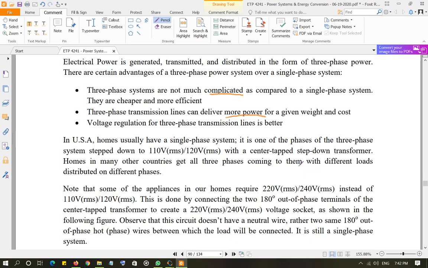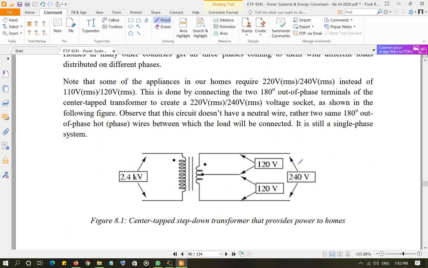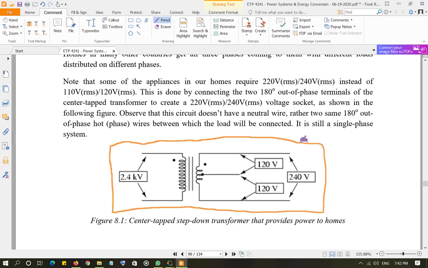So how is the one phase coming out of the three phases? With an arrangement like this. So this is a transformer. Your main step down voltage is coming to the primary side of the transformer. Again, we're going to discuss transformers in the next chapter, but this is a center tap transformer. This is the primary side where your main line is connected, and the main line voltage, as it is shown over here, let's say is 2.4 kilovolt.